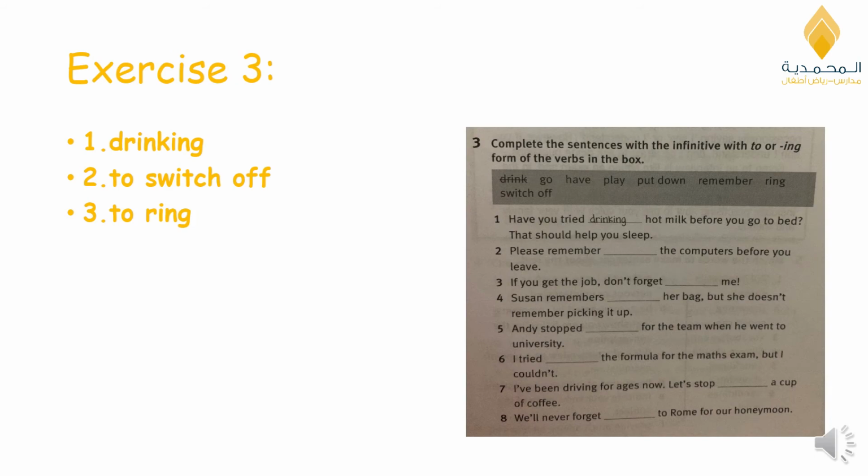Now, number 4, we have Susan remembers what? What do you think? Putting down her bag, but she does not remember picking it up. When you read this sentence, it seems that it happened in the past. That's why we used an ing form. Okay, so number 4, putting down. Number 5, Andy stopped playing for the team when he went to university, and this is also something that happened in the past.